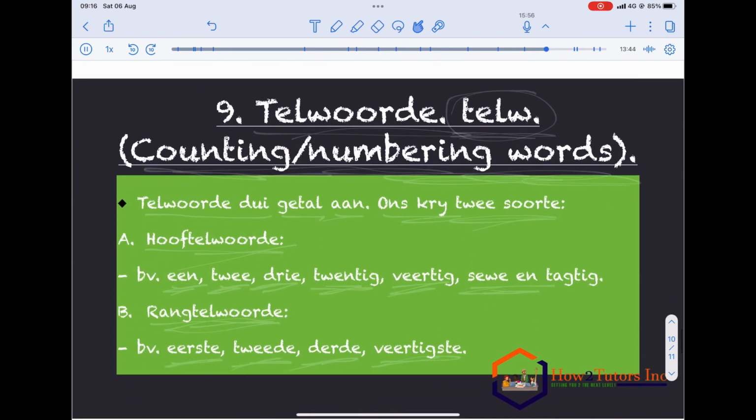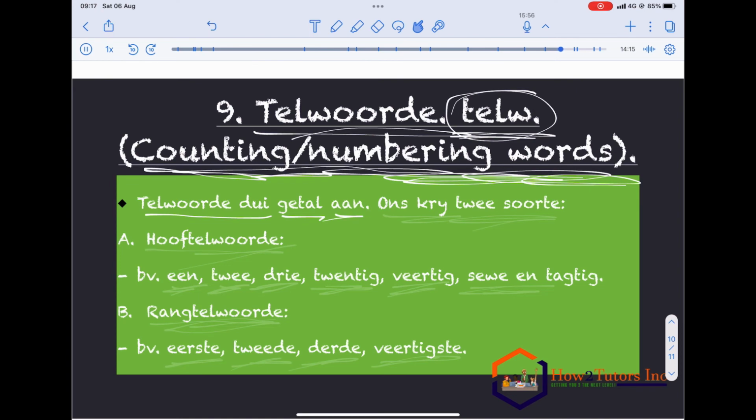Die laaste deel van ons woordsoorte, the last part of our parts of speech, is telwoorde, en die afkorting is TELW met 'n punt. It's TELW with a full stop. And telwoorde are basically counting or numbering words. We use them to enumerate and count. Kom ons gaan aan. Telwoorde dui getal aan. So telwoorde, counting words, indicate or show us numeration. Ons kry twee soorte, we get two types.